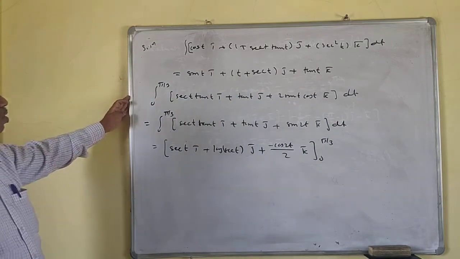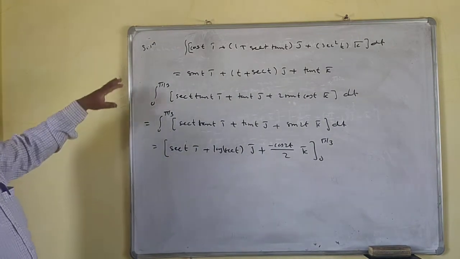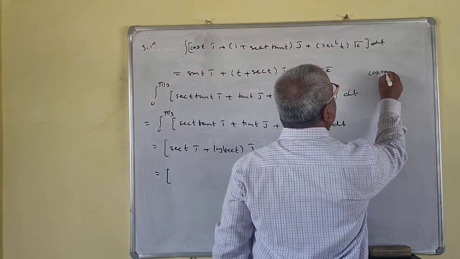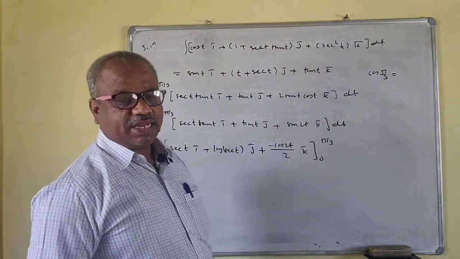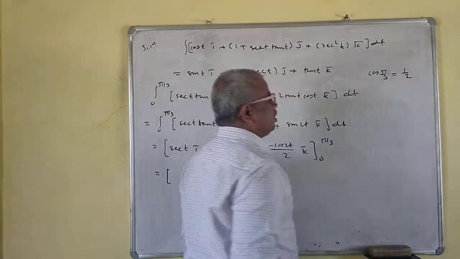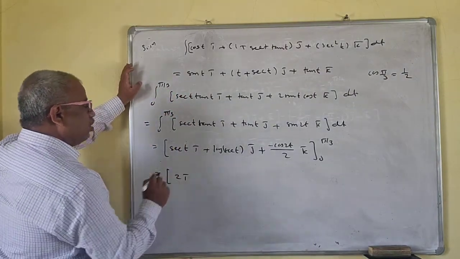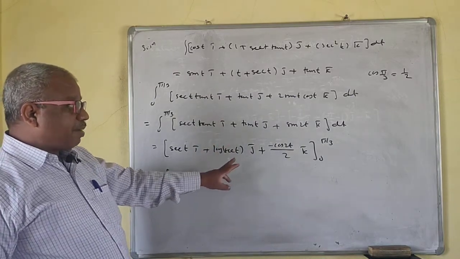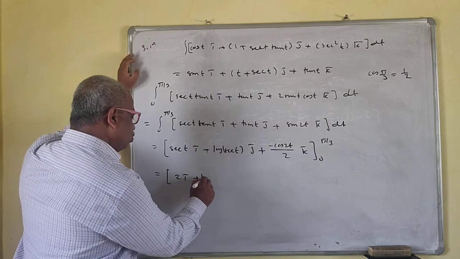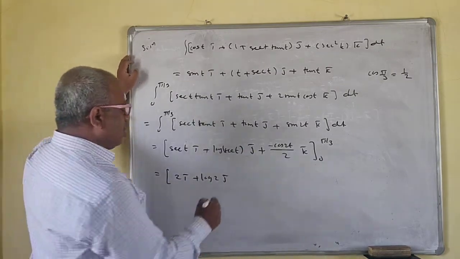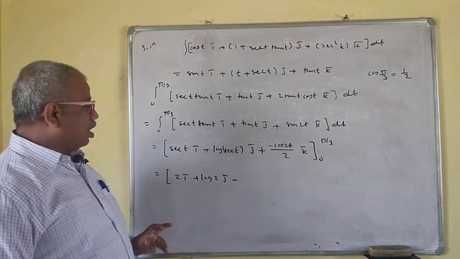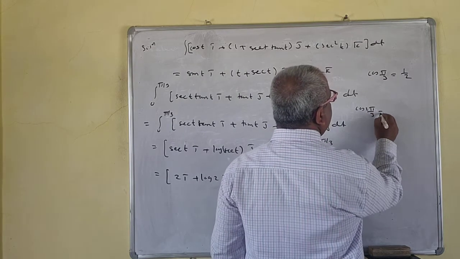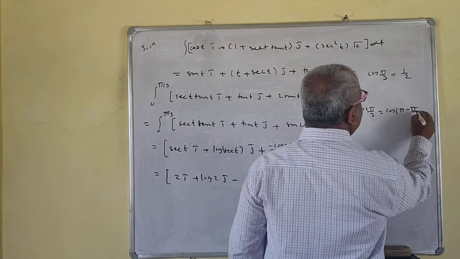If you put 0, no problem for 0. Now sec pi by 3. To find sec pi by 3, we'll find cos pi by 3. Pi by 3 means 60 degrees. Cos 60 degrees is 1 half, so this is 2 i bar. Sec pi by 3 is 2, so this is log 2 j bar. Then this is minus cos 2 pi by 3. So you have to find cos 2 pi by 3, which is cos of pi minus pi by 3.